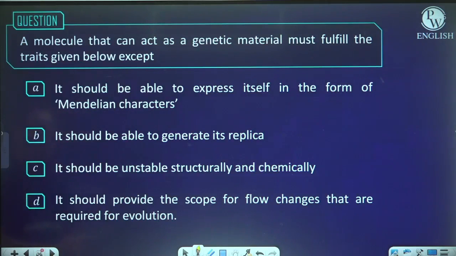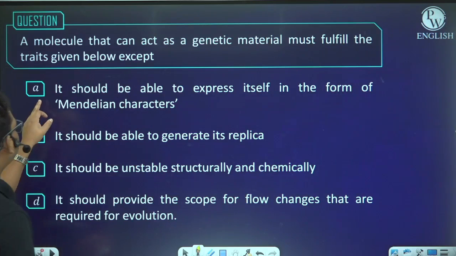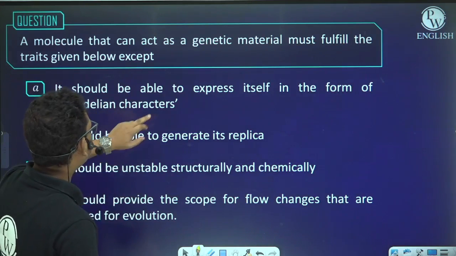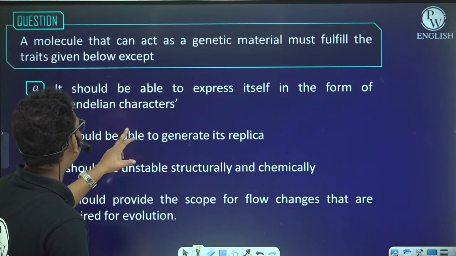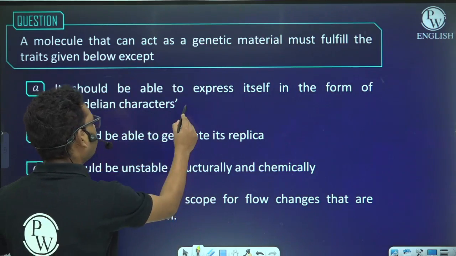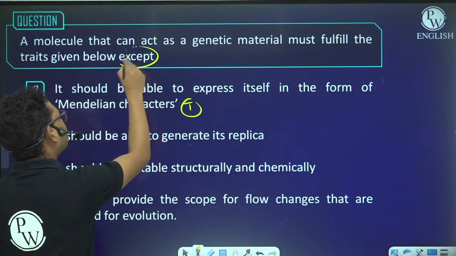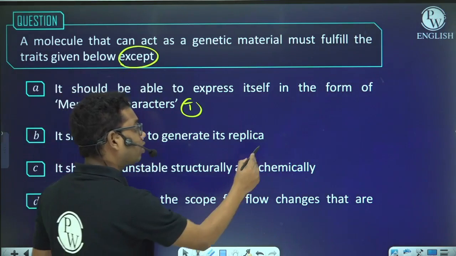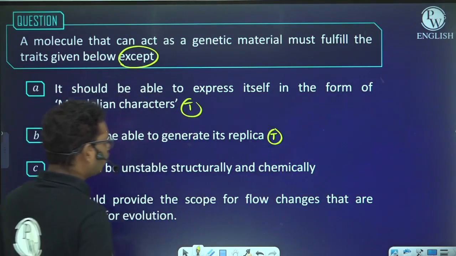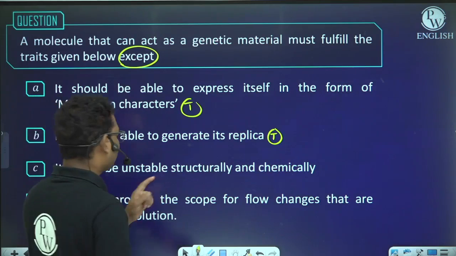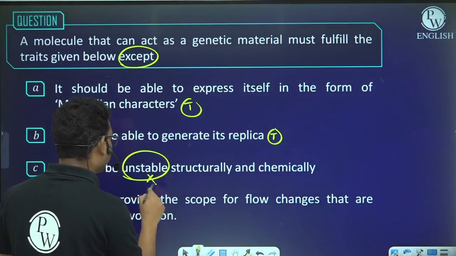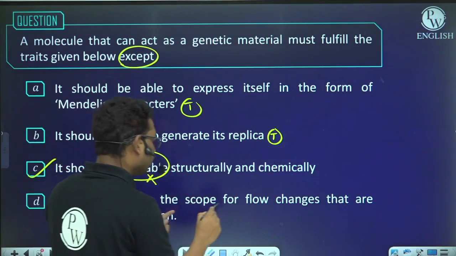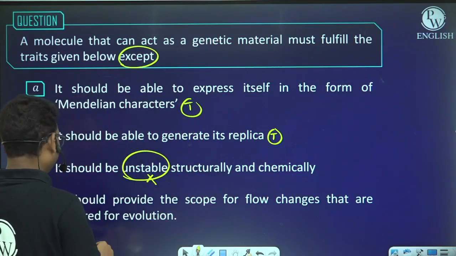a molecule that can act as a genetic material must fulfill the traits given below, except it should be able to express itself in the form of Mendelian characters. Yes, it should be. But here the question asks about the exception, so this is not the answer. It should be able to generate its replica. Yes, it is the criteria which should be fulfilled by the genetic material. It should be unstable. No, it should be stable. So the answer is C. It should provide scope for flow of changes that are required for evolution.